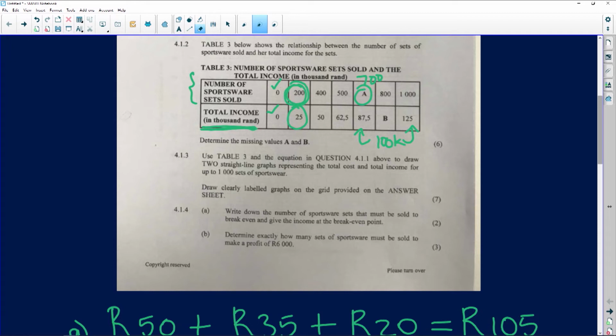So it says to us here, use table 3, which is the table that has been given above that we have been working with, and the equation in question 4.1.1 above to draw two straight line graphs representing the total cost. So we are asked there for the total cost and the income for up to 1,000 sets.